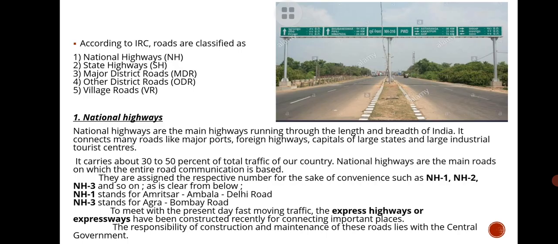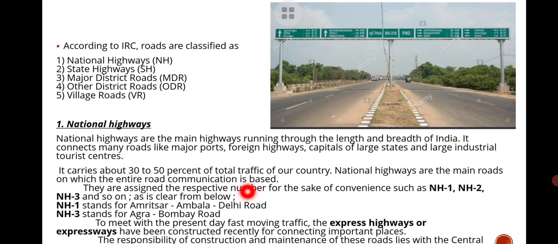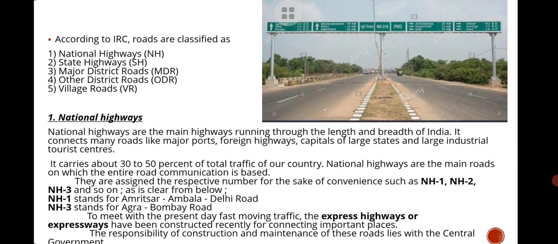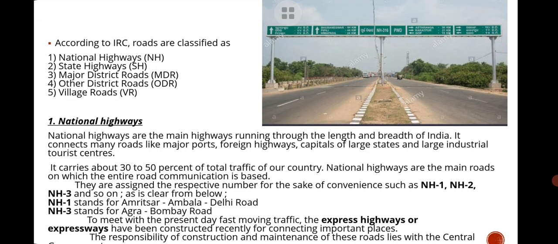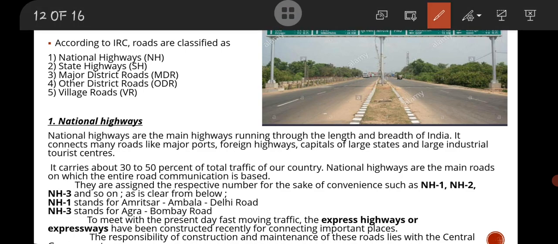Then broadly we'll discuss the IRC classification of road. This is a national highway. So these are some examples of national highway: NH1, NH2, NH3. NH are the roads which run the total length and breadth of the country, and a major portion of the country's roads is covered by national highways. That is up to 30-50% of the traffic, which is carried by national highway.